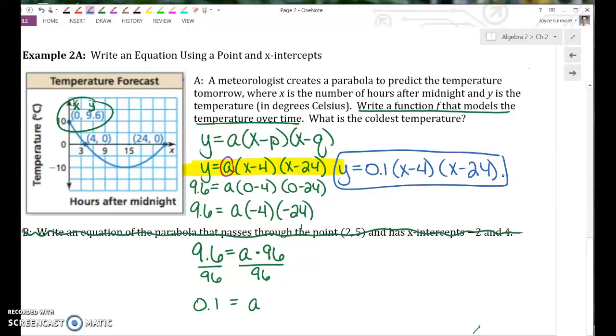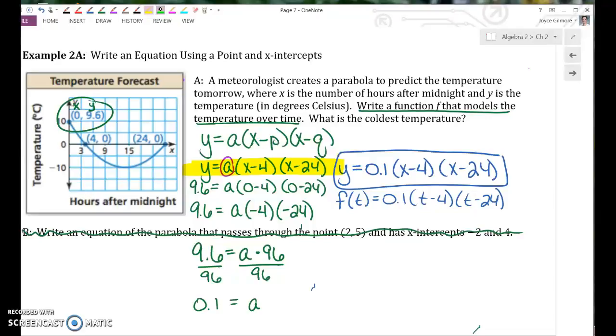Now the language that they use, they're saying write a function f that models the temperature over time. They really want you to write this like f of t equals 0.1 times t minus 4 times t minus 24. But whether you write it in function notation or in y equals, I don't care. For me, the important thing is that you understand how to take this parabola that gives you the two intercepts and a point, and that you can write an equation from it. I don't care what form you put that equation in, just get the equation written.